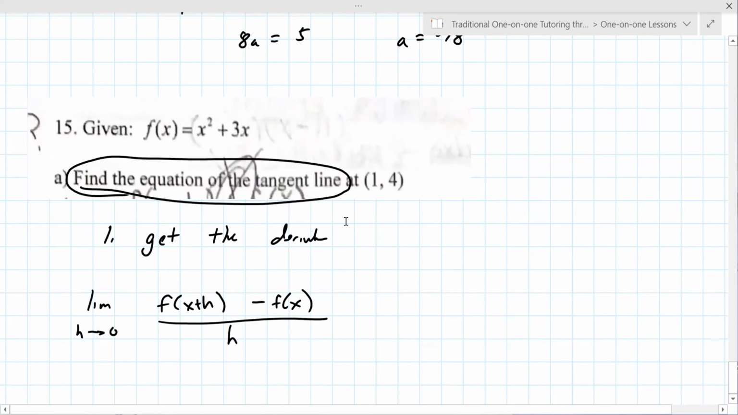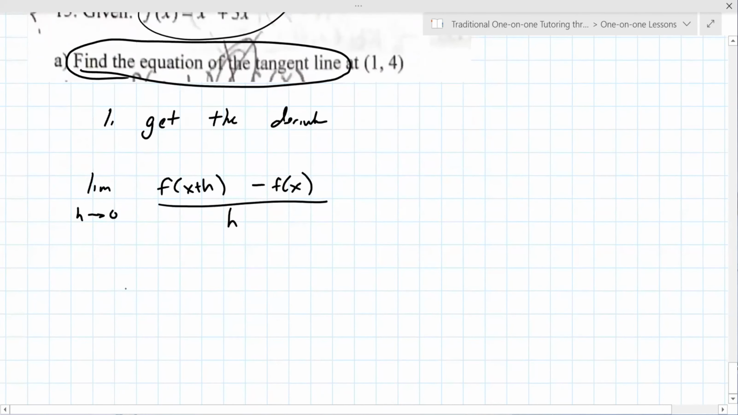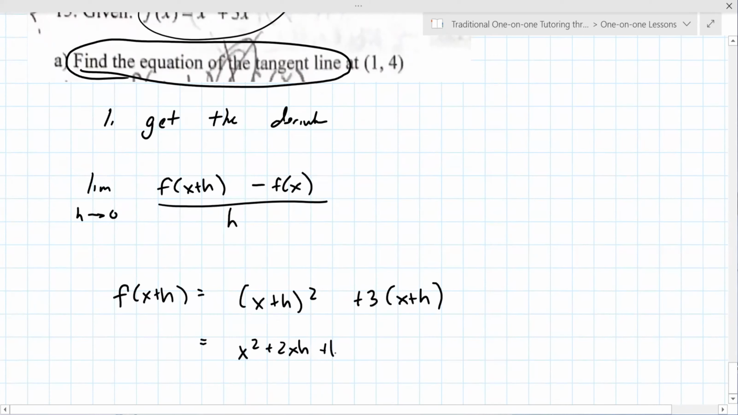Okay, so your f of x is given, so we don't need to redo that, but we do need to figure out what f of x plus h is. So f of x plus h is x plus h squared plus 3 times x plus h. And you have to be able to expand this quickly. You do want to distribute and multiply and do all that stuff ahead of time. You want to get it down to this line for sure.